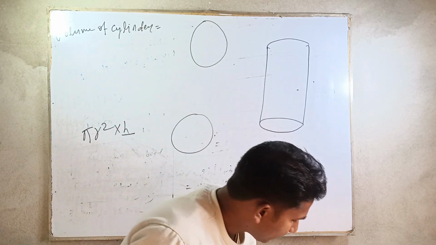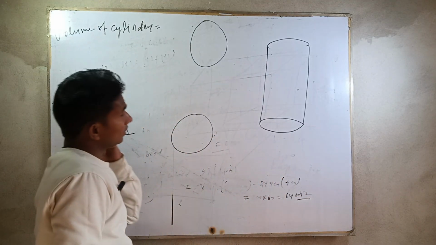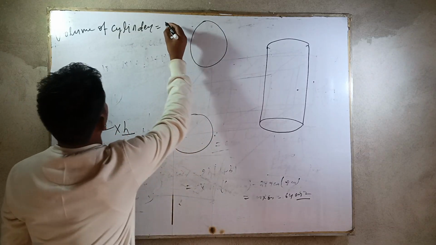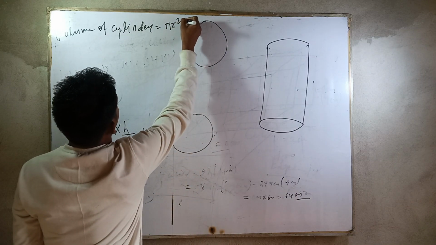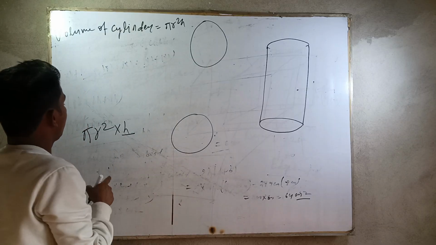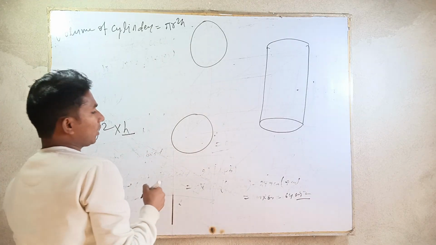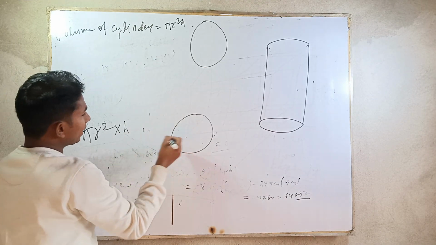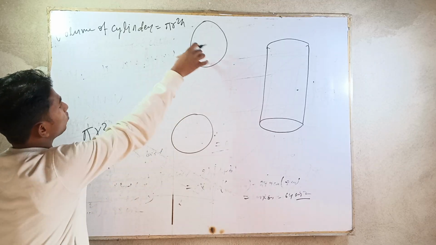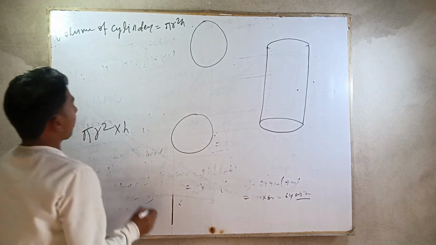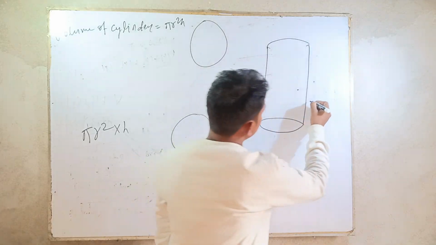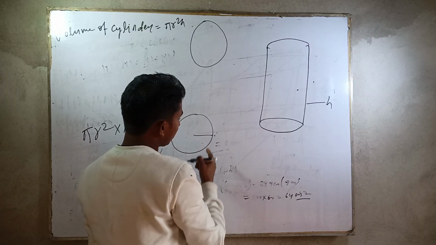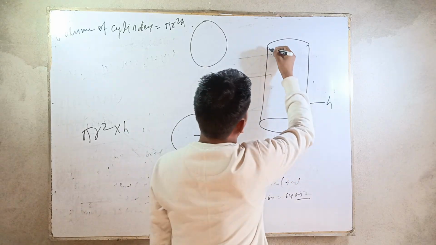Next one is surface area. What is volume? If anyone asks what will be the volume, then I need to say pi r squared h, because if I multiply the area of circle with h, the volume of cylinder comes out. Suppose h, I know that it is h, and you are also very familiar with radius.